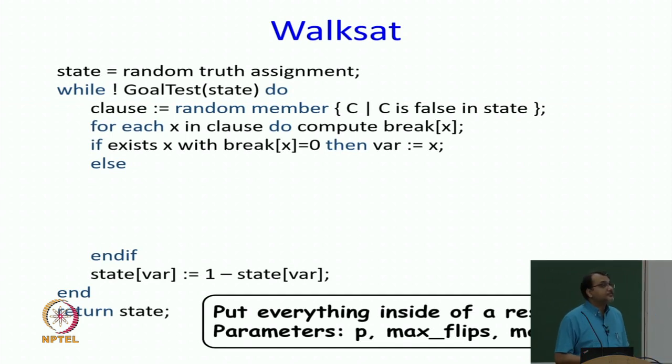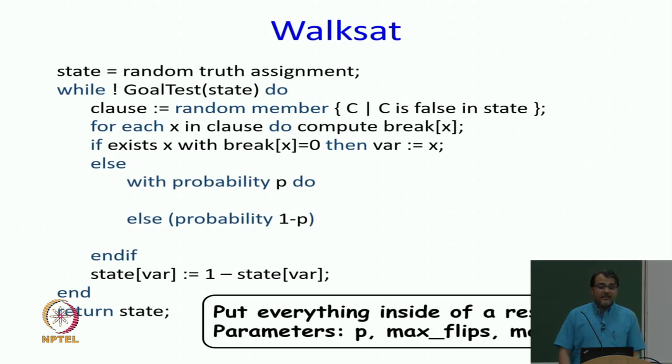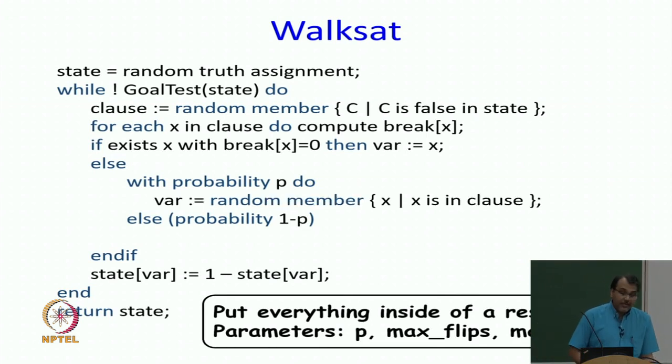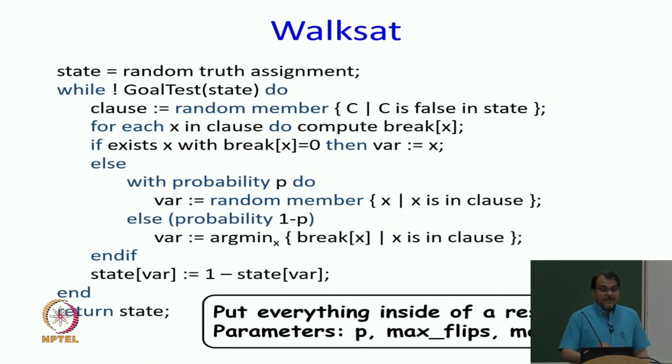Else we do a random walk. So we do something with probability p and we do something with probability 1 minus p. With probability p, we do a random move. That means we pick a random member from this x and flip it. And with probability 1 minus p, we pick the best member x, best defined as it breaks the minimum things, and flip that. This is my WalkSAT algorithm.